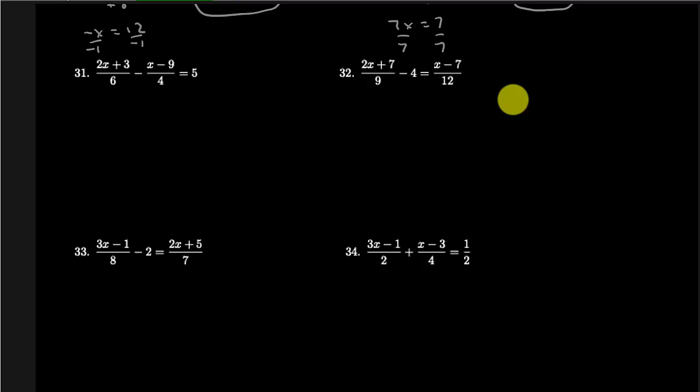All right, common denominator. Common denominator is 12. 6 goes into 12 2 times, so that's 2 times (2x plus 3). Minus 4 goes into 12 3 times, minus 3 times (x minus 9) equals, that's a 9 there. Let me write that again. Doesn't look very good.